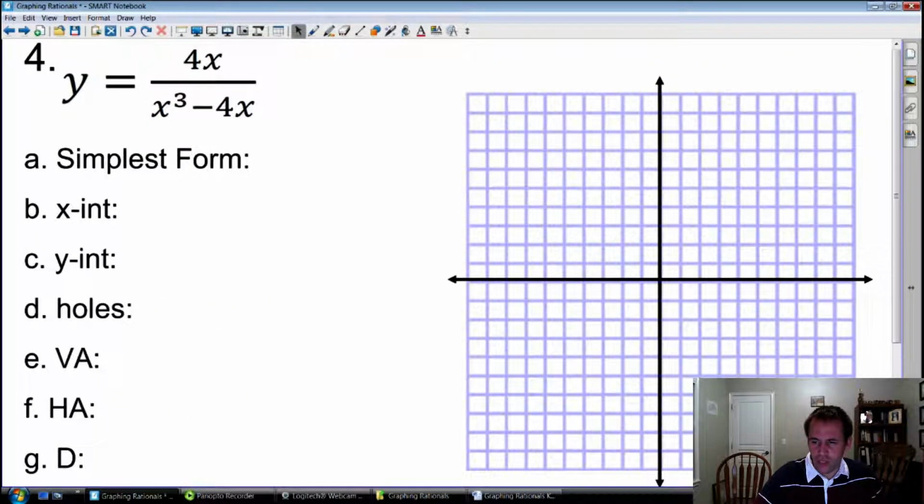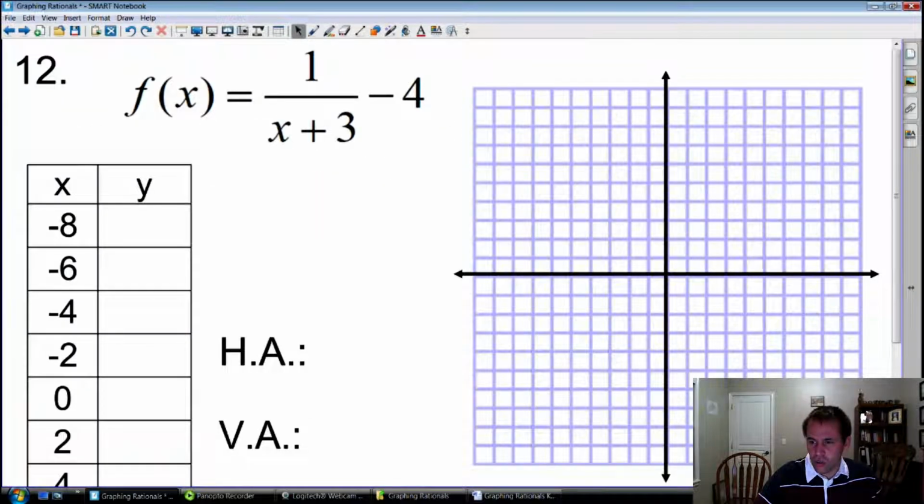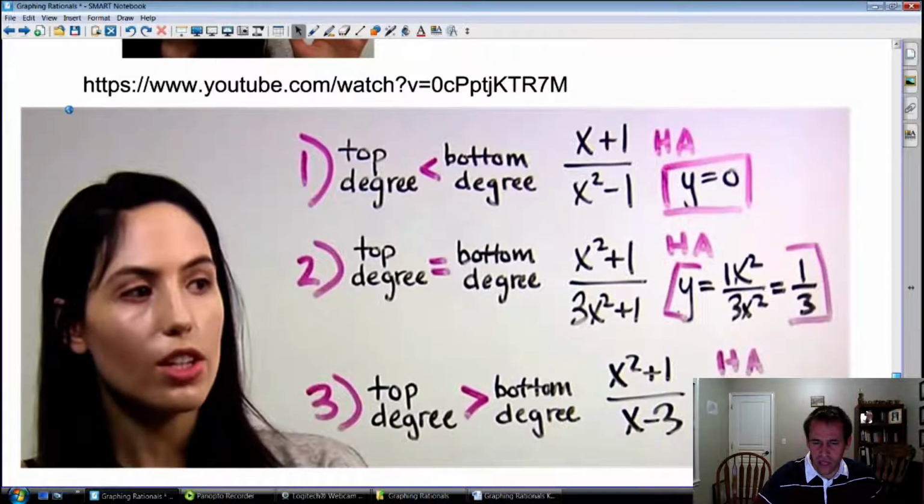And just to make sure, let me show you the rules that we had for Nancy in case you missed when we did this. So right here is where we talk about those rules with Nancy. What's up, Nancy? So if the top degree is greater than the bottom degree, then we don't have a horizontal asymptote. If they equal each other, then the asymptote is right there, 1/3. And if the top degree is less than the bottom degree, like x to the first over x squared, then it's just y equals 0, your horizontal asymptote. So 0, the number if they're the same power, and then none.